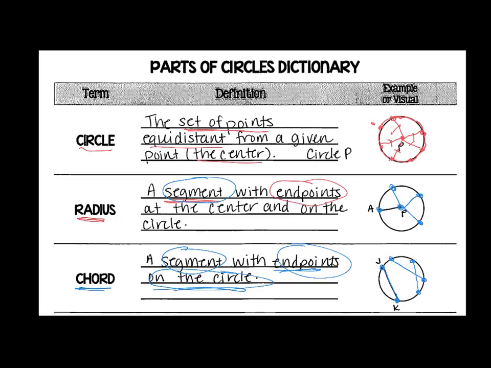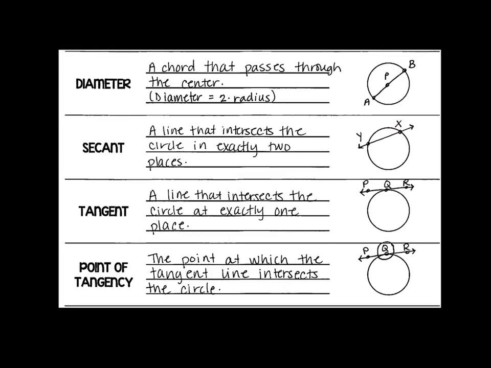So notice the difference between the radius and a chord. Radius, the endpoints, one's on the circle, one's at the center. Chords, both endpoints are on the circle. Now we move on to another set of words, but first, press pause and copy all of the vocabulary and pictures before we talk our way through it.